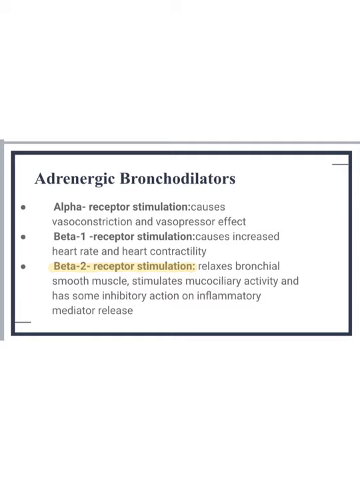So from the last slide, what are 3 types of adrenergic bronchodilators?